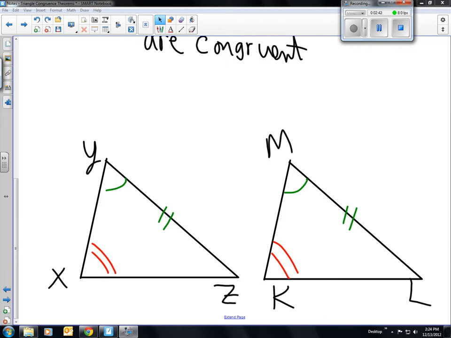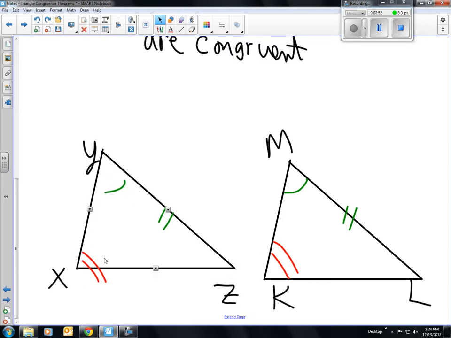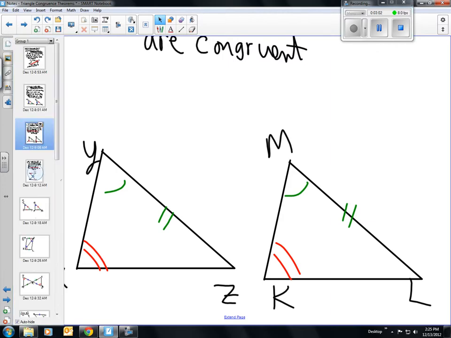So we can say that angle X, angle Y, angle side, so we'd say angle side, and then angle side. So that makes the two triangles congruent when we have those corresponding parts congruent. And let's look at the last theorem.